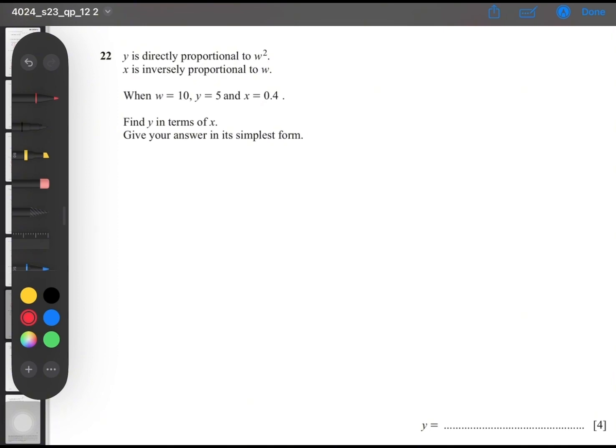So according to the first condition, y is directly proportional to w squared. So the equation is y is equal to k w squared, and this is equation 1. From the second condition, x is inversely proportional to w, and the equation is x is equal to c over w. We will find out the value of w from here, and this will be w is equal to c over x. So we'll put the value of w in equation 1.